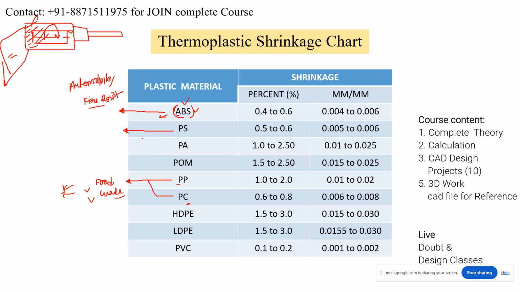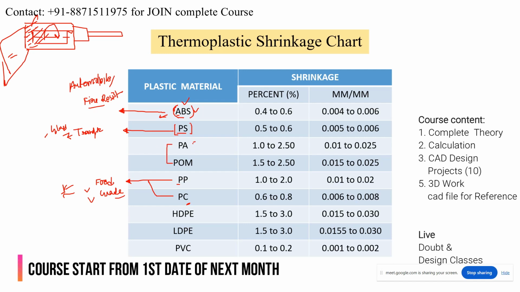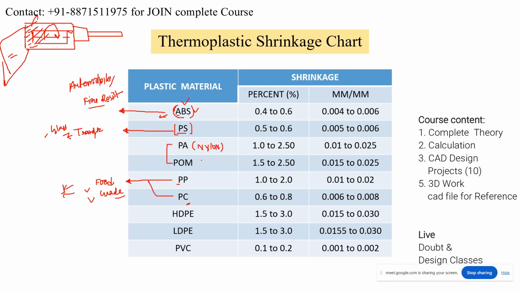I hope you understood, right? PS material is used for transparency, where we need a glass type of texture, a glass type of transparency. As well as if we need heat resistance, we can use the PS material also. Now if I'm talking about PA and POM: PA is also known as nylon. PA means polyamide. PS means polystyrene.